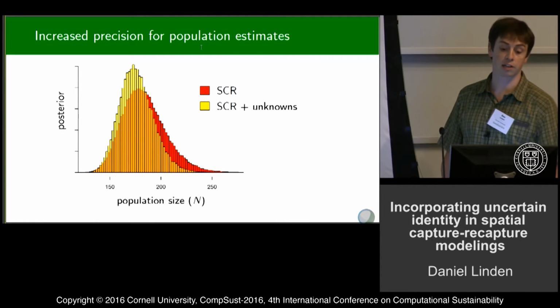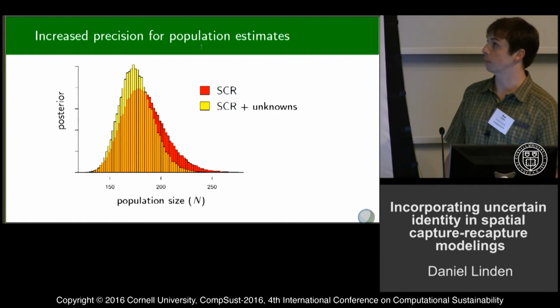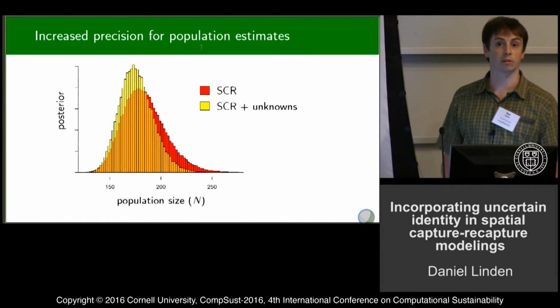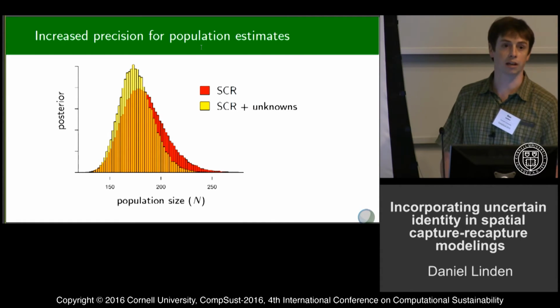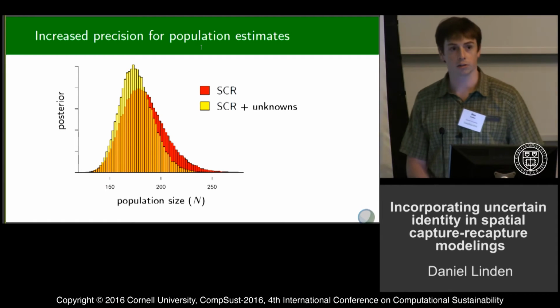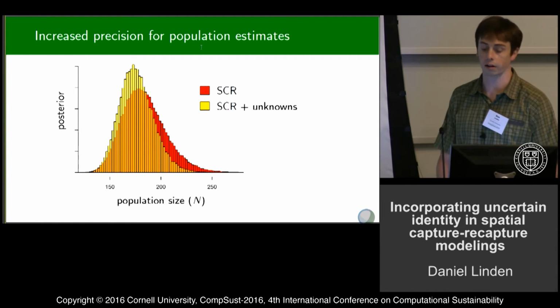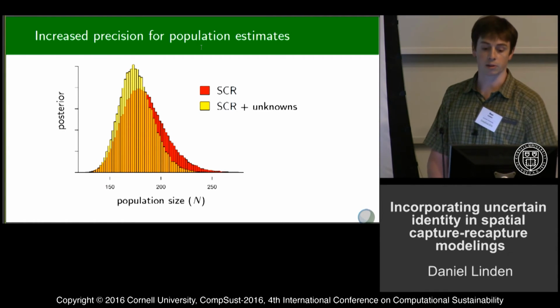And what we find is that indeed if you include these unknown captures, you can gain some precision in the population estimates, but what we need to do is understand better how these models perform through simulation, and that's really why I'm here today, because I use the Atlas cluster to run a bunch of simulations, and it takes a whole lot of computation to do that.